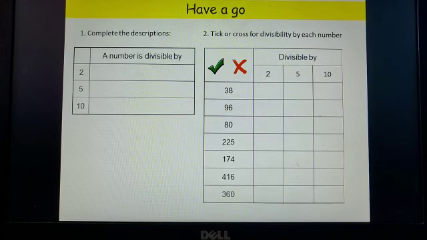I'd like you to have a go at these. Complete the charts and upload them to Seesaw. Good luck, guys.